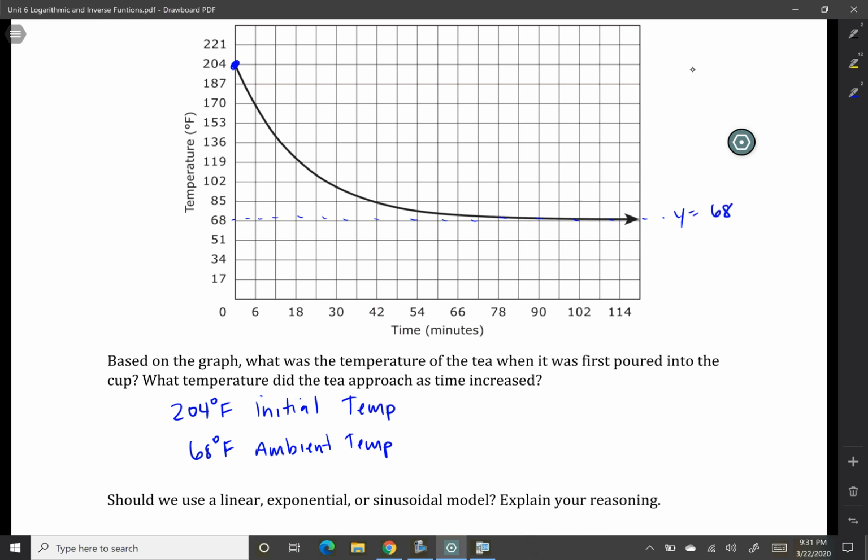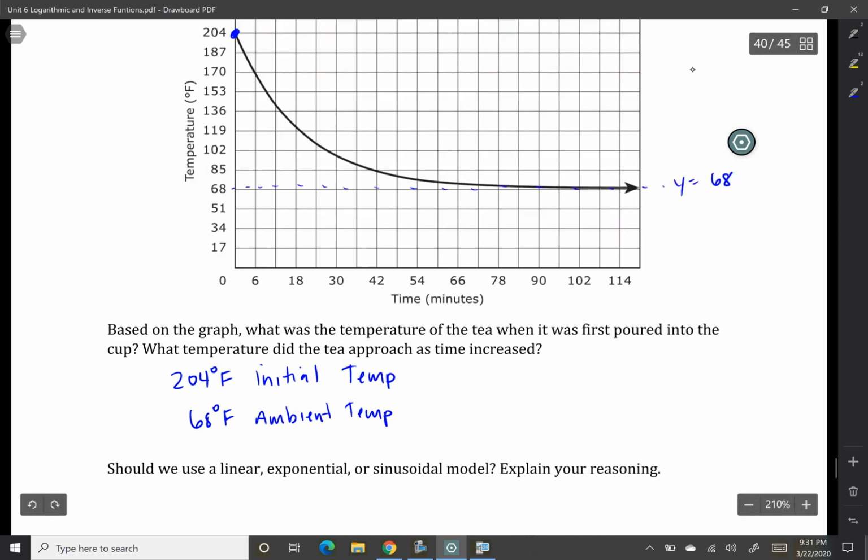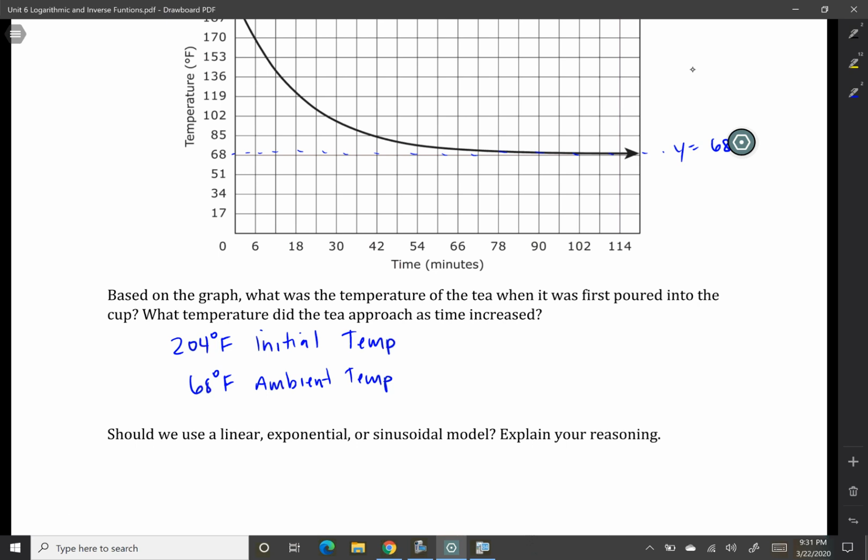So it says, should we use a linear, exponential, or sinusoidal model? Right? Linear would decrease at a consistent rate, which this doesn't. Sinusoidal models would oscillate, so it would go up and down. That would be the temperature goes down and then goes back up randomly and then back down. That doesn't work. So the only one that works here is exponential because it's gradually decreasing.